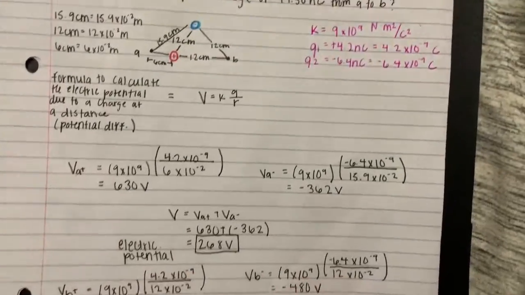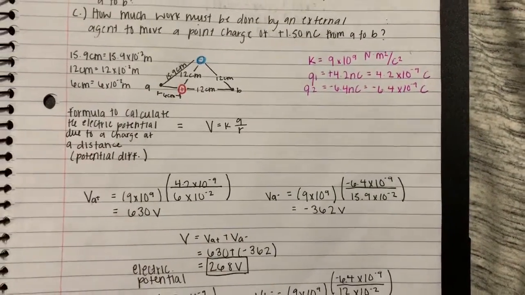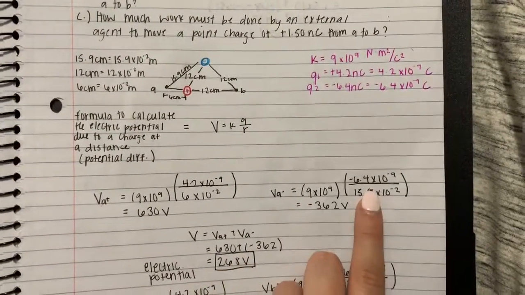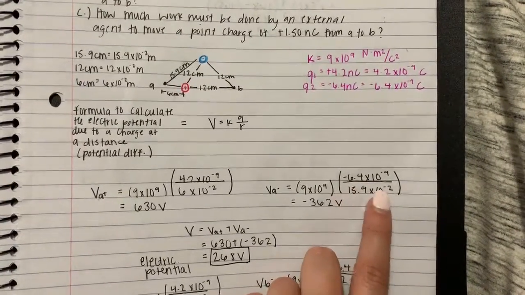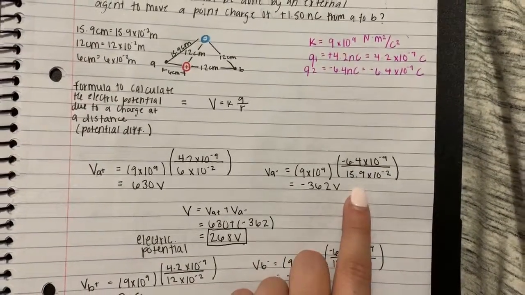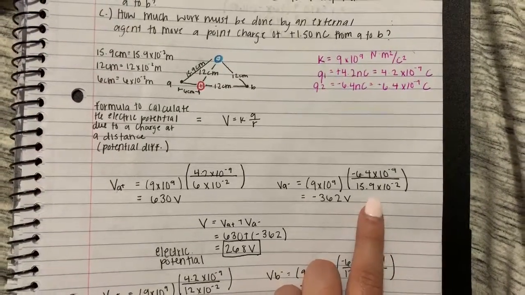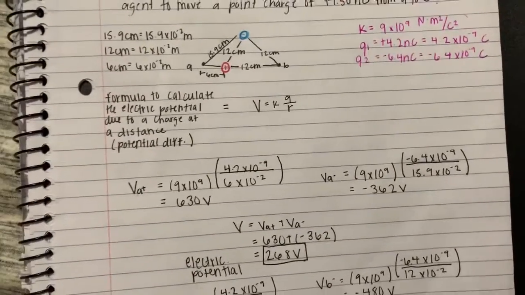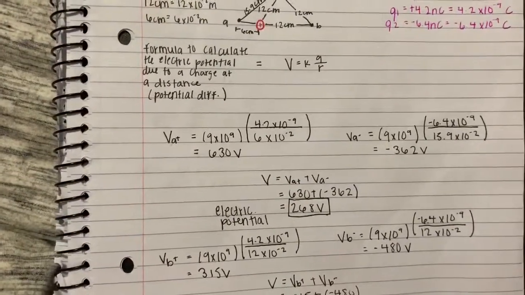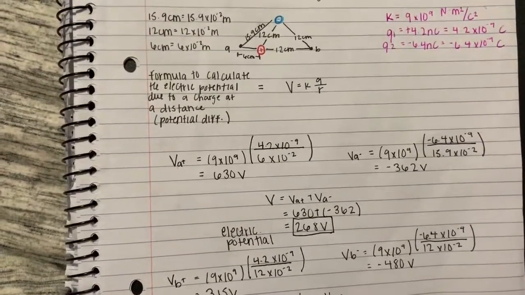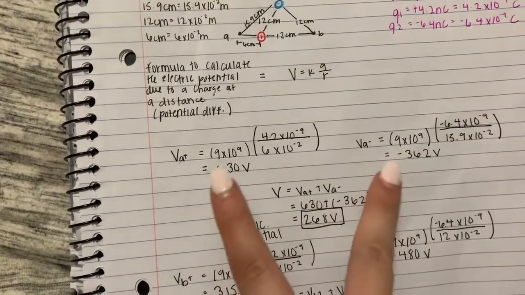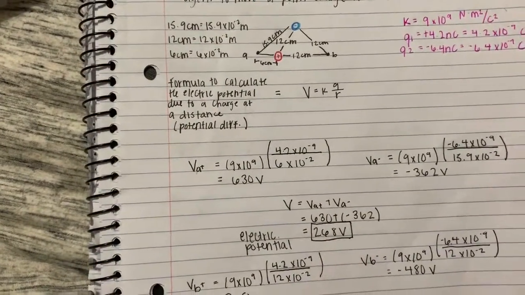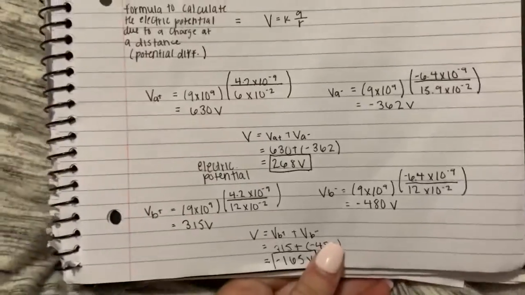Okay, for your negative charge at A, you're going to do the same thing, but instead of using the 4.2, you're going to use the negative 6.4 times 10 to the negative 9. And then instead of the 6 centimeters, you're going to use the 15.9 times 10 to the negative 2 meters. And you're going to get negative 362 volts. And then to get this V, you add these two together to get you the 268 volts. And that's the electric potential for A.